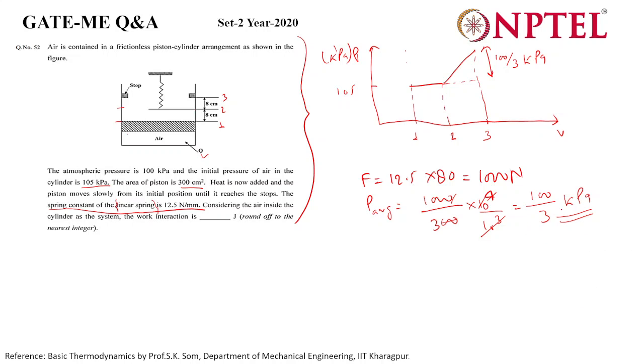So this is okay, right? So what would be the value of this delta V? Because both 8 centimeter and piston area of 300 are given. So this would be 8 into 300, 2400 into 10 to the power minus 6 meter cube, right?